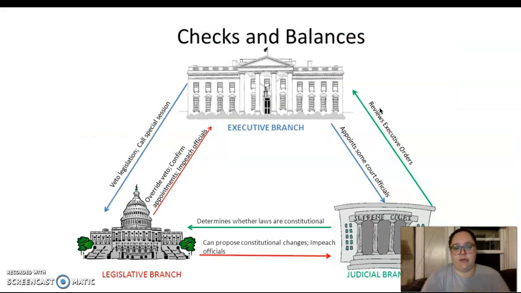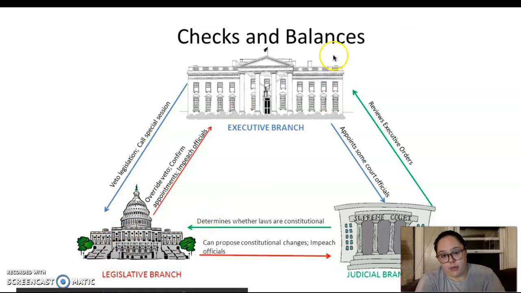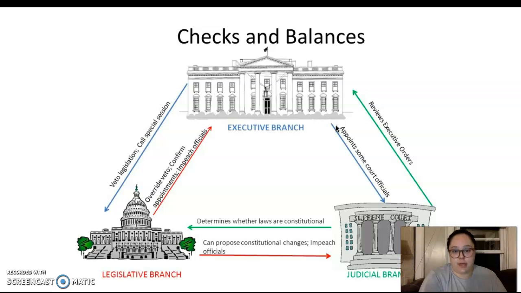This is a little diagram to show you those checks and balances and exactly how these different branches check on each other. For example, the legislative branch checks on the executive branch. They can override a veto. We'll talk more about that. They can impeach people, which means say that they did something against the law. So every single branch is checking on another branch and also being checked on by those branches to make sure that everyone is doing their job correctly.